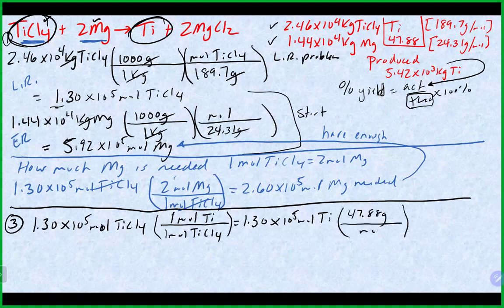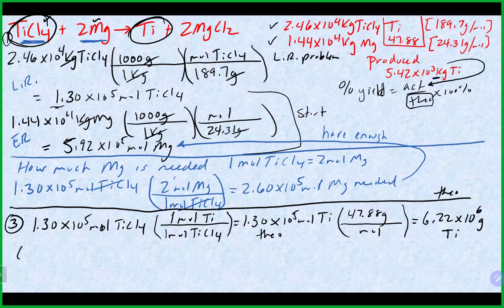Now using the molar mass of Ti from the periodic table, 47.88 grams per mole, we take 1.3 times 10 to the 5 times 47.88, which gets us 6.22 times 10 to the 6 grams of Ti. By the way, the previous number would be our theoretical yield in moles, and this would be our theoretical yield in grams. But the problem is I should not leave it in grams because my actual yield is in kilograms. So I do want to convert it back to kilograms so that they are in the same unit.